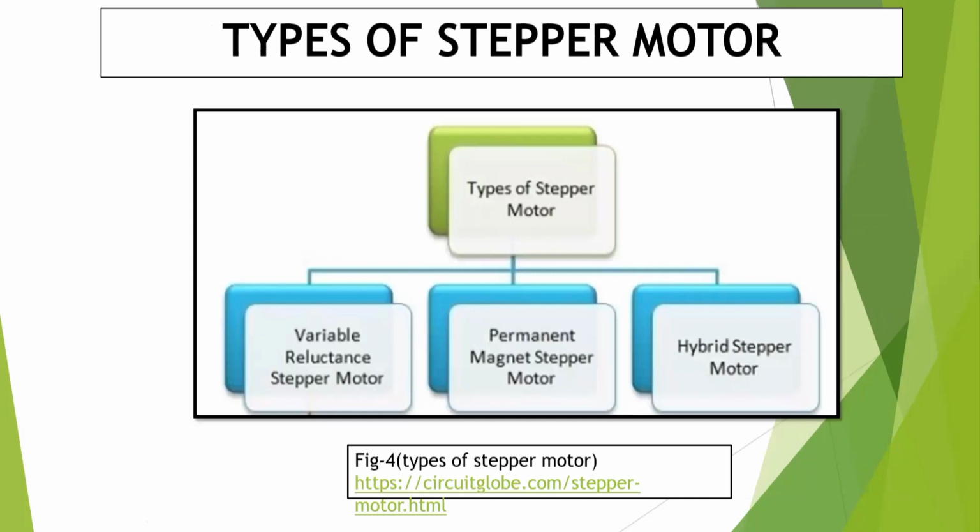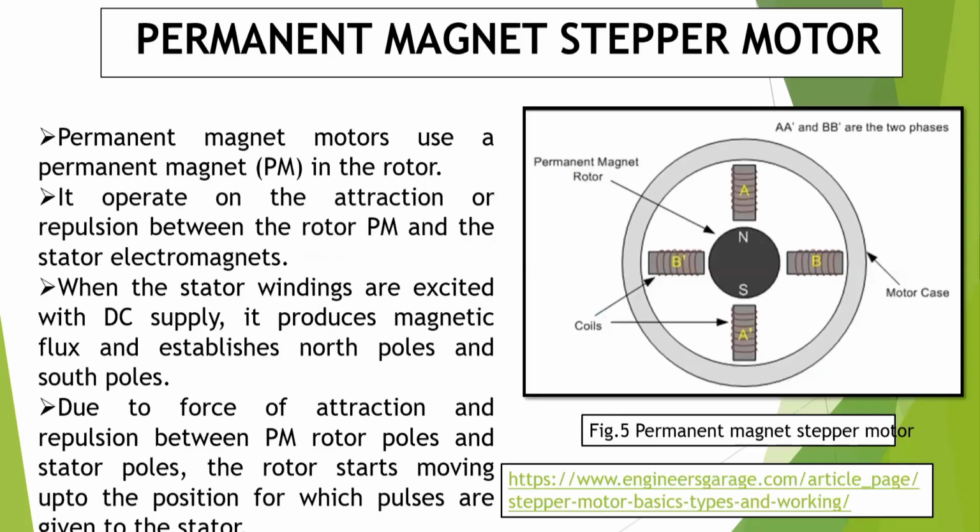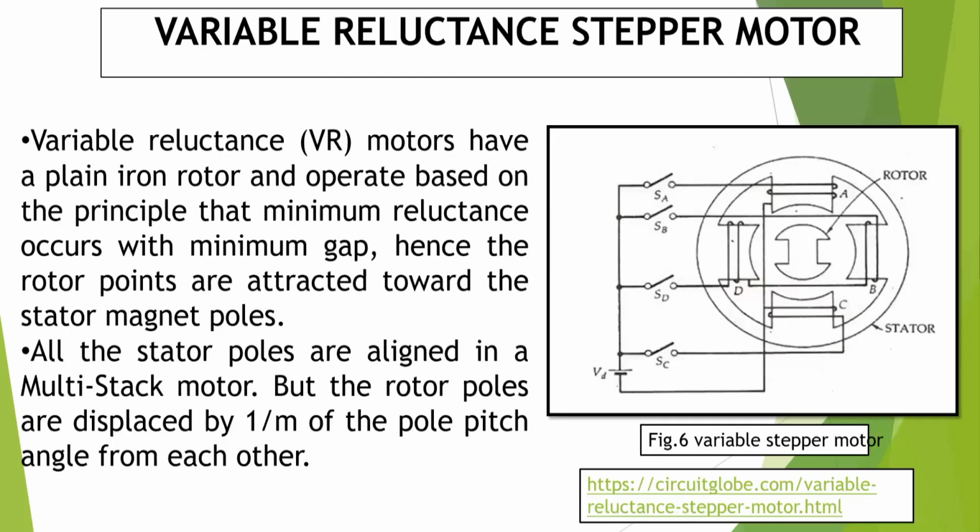So there are three different types of stepper motor we have. One is variable reluctance, one is permanent magnet, one is hybrid stepper. I'm not going into so much detail, but you know very well permanent magnet means it will have a permanent magnet first. Second, it will work on the principle of attraction or repulsion. Third, the stator winding is excited with a DC coil, so we will require DC and AC supply both. And due to the force of attraction, this will move on.